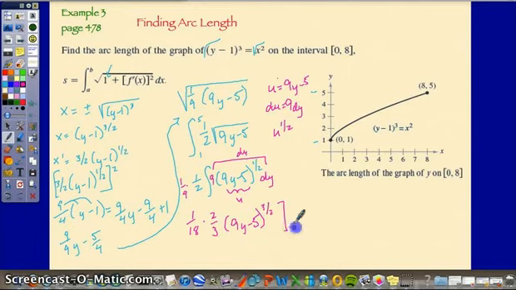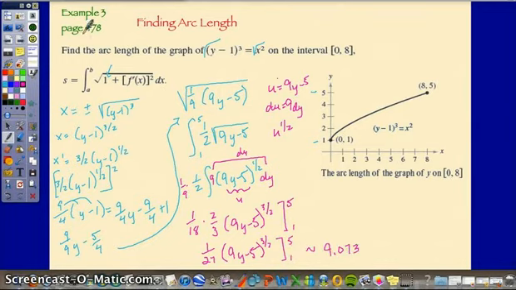times our u, which was (9y minus 5) to the 3/2 power, from 1 to 5. Simplifying this a bit further, I get 1/27 times (9y minus 5) to the 3/2 power, from 1 to 5. When you put 5 in here, you get 40 to the 3/2 power. When you put 1 in here, you get 4 to the 3/2 power. Subtracting those two and multiplying by 1/27 gives you approximately 9.073.